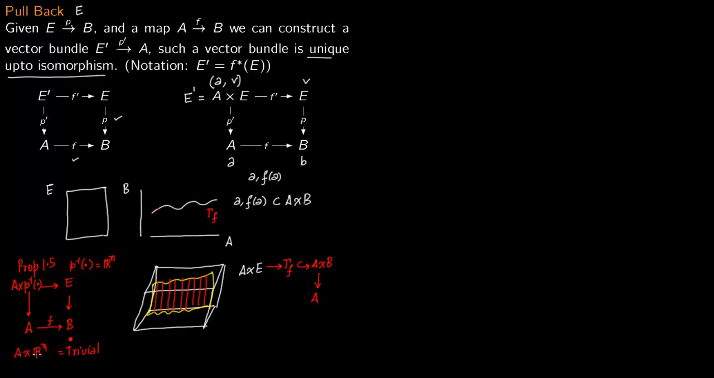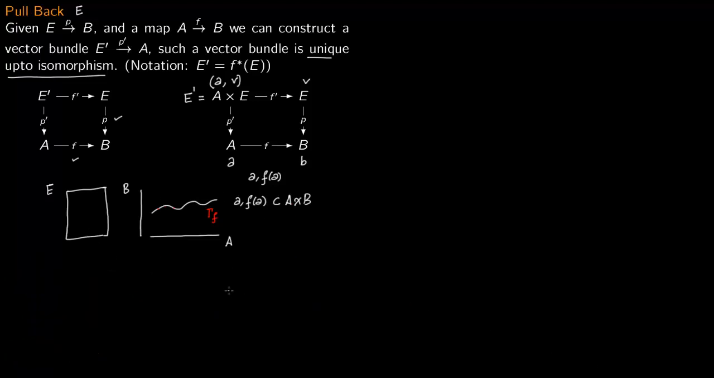So another example I want to do is the Mobius bundle. This is also taken from Hatcher. For that I will have to erase some of these figures here. So now we want to find the pullback of the Mobius band. So first let us draw the vector bundle on the Mobius band.